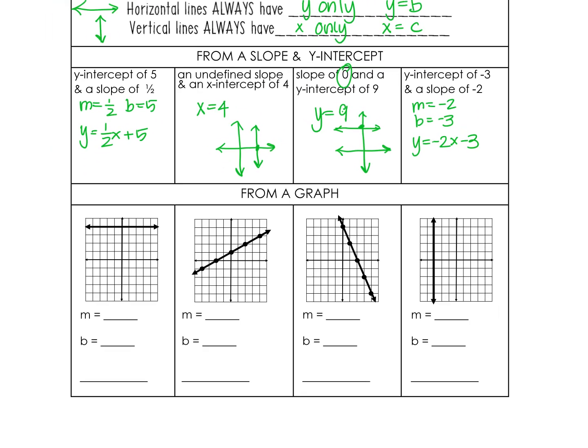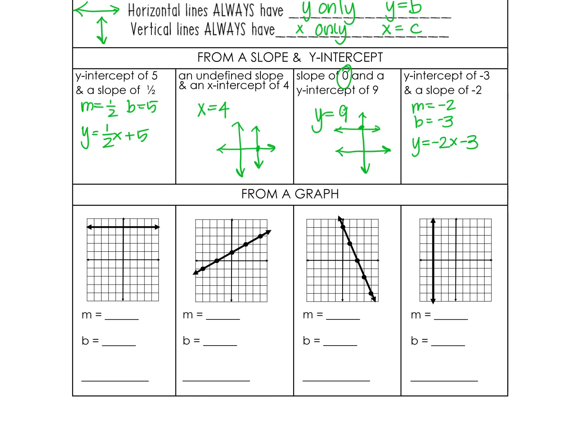If I'm using a graph, I can also get some details by looking at it. So I see my first one is horizontal, so I know it's going to be a y-only equation because its slope is 0. I count up 1, 2, 3, 4. My y-intercept is 4, so I've got y equals 4 as my equation.